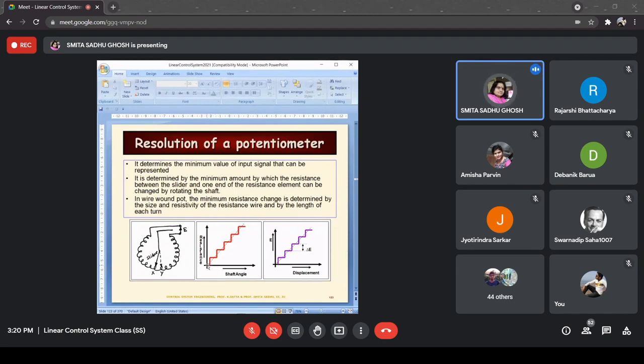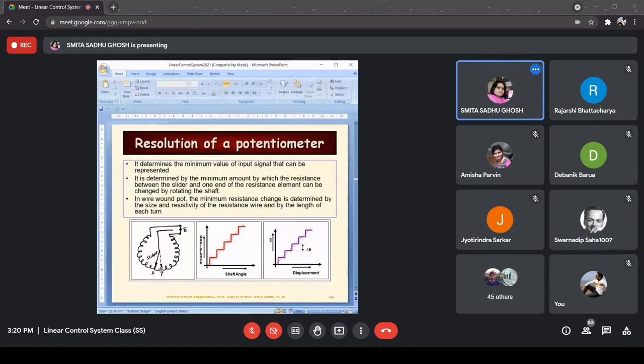Now we find that when the shaft angle is 0.5 and it changes to 1 and 1.1 or something, then there is a step change in the output that is going to be proportional to the change in the resistance, because at this point you have a particular resistance.